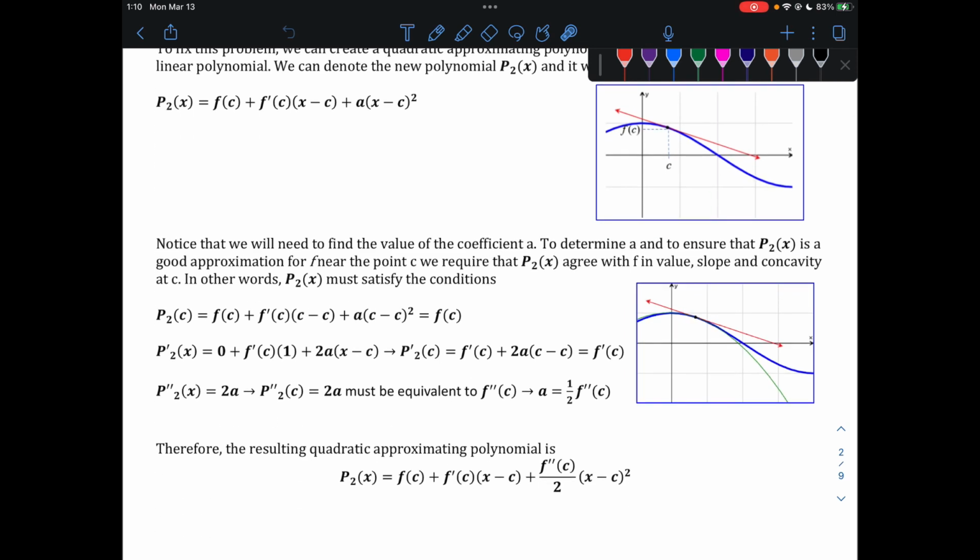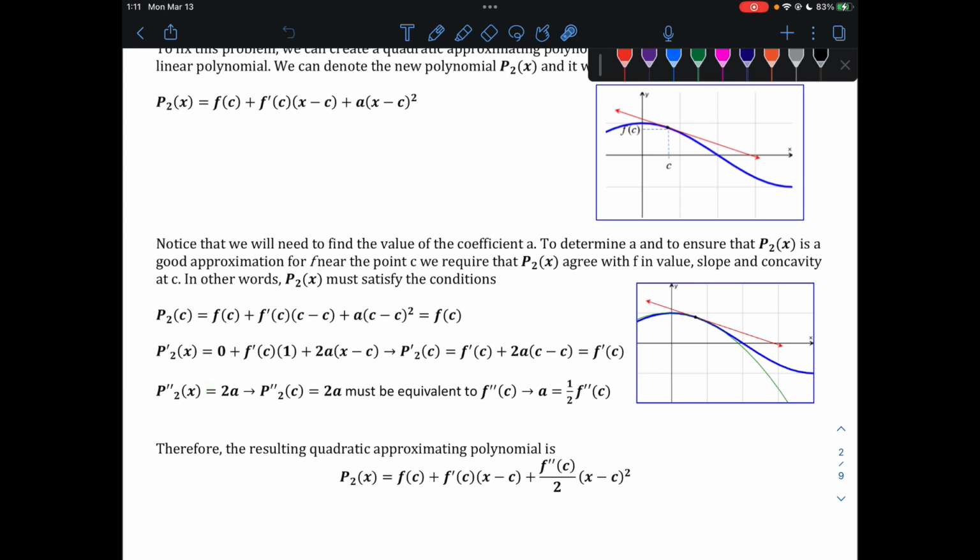To determine a and to ensure that P sub 2 of x is a good approximation for f near point c, we require that P sub 2 of x agree with f in value, slope, and concavity at c. In other words, P sub 2 must satisfy all three of these conditions. The first one, that the y values are the same, just like before. The second one, that the slopes are the same, just like before. And this new one, that the concavity is also the same.